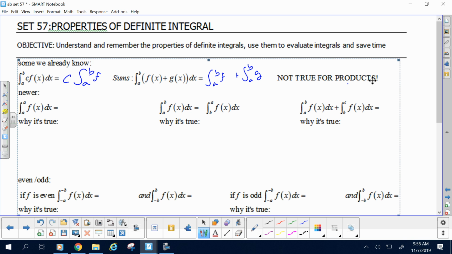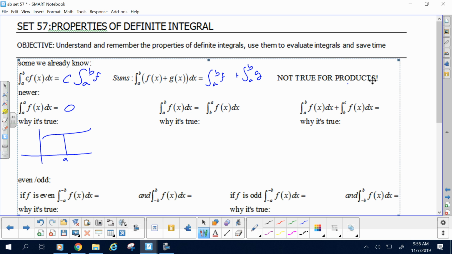Now, some newer stuff, some of which, again, are super obvious and intuitive, some of them not so much. So, if you had an integral from a to a, what would it have to equal? 0. Why? Okay, one way is to say because the antiderivative at a minus the antiderivative at a is 0. Graphically, you could say the area under a curve with no base is 0. Okay, either way, lots of good stuff here.